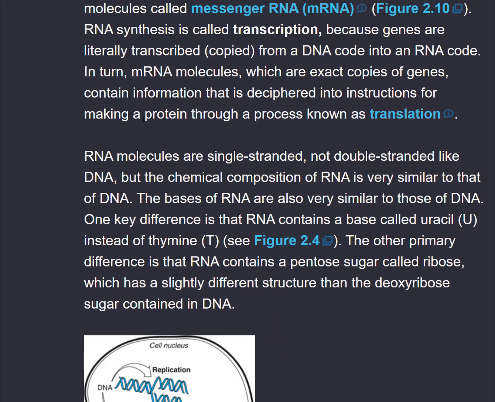Translation. Translation is defined as the synthesis of proteins from genetic information in messenger molecules, or mRNA molecules. Translation occurs in the cytoplasm of all cells.